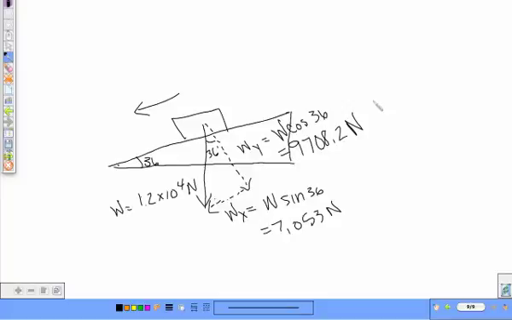The next question says, the brakes of the car fail when the car starts to roll down the hill. Assume there is no friction. What's the acceleration of the car? How would we find the acceleration of the car? Like that. And we found WX was 7,053. What's our mass of the car? I'm going to have that divided by 9.8, right?